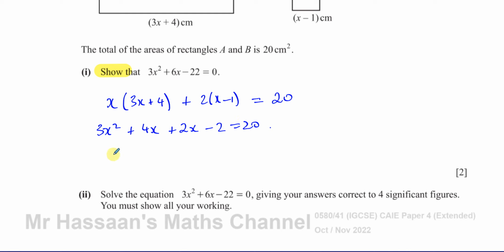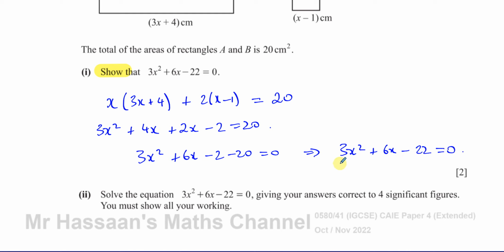And now if you just write down the answer from here, that's fine, because you can show that you basically simplified these terms. So it's got 3x squared plus 6x and minus 2 minus 20. I would actually write this to make it very clear. Minus 2 minus 20, which is going to be minus 22. So we end up with what we have to show. 3x squared plus 6x minus 22 is equal to 0. And that's what we had to show, and that's exactly what we got.